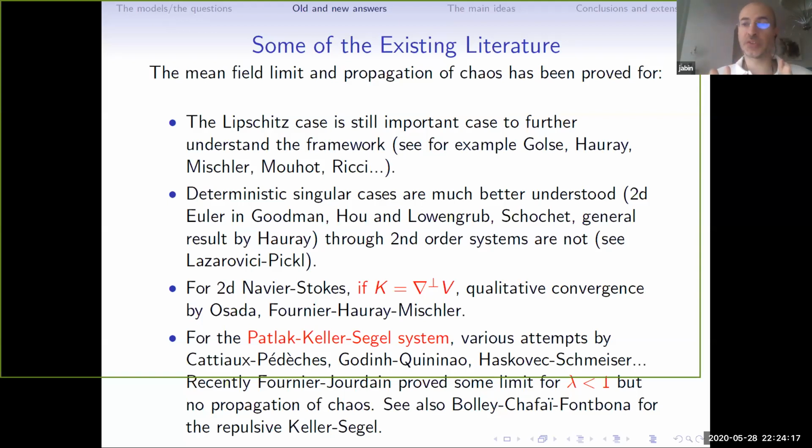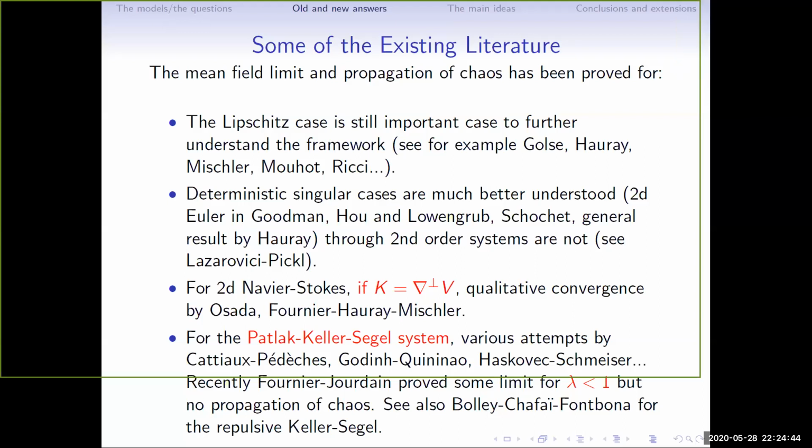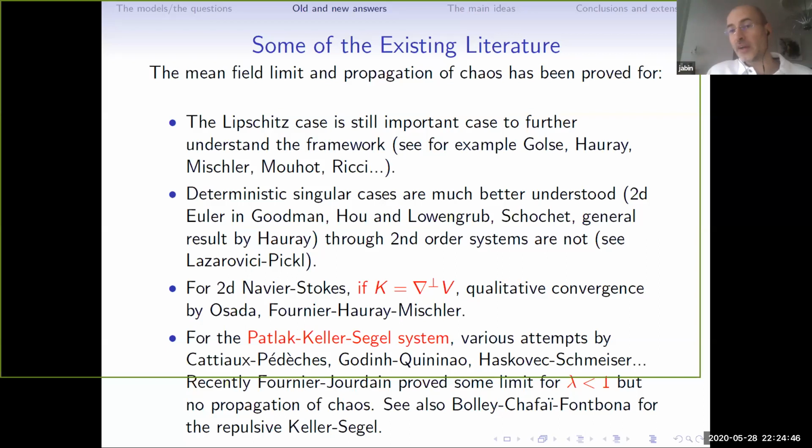Concerning the Keller-Segel system, there are already some results. And again, the best one is probably this paper by Fournier and Jourdain. You have some limit, again, in the case where the system is strongly diffusion dominated, so lambda is strictly less than sigma. But it's a very weak limit. It's not quantitative, but the notion of solution that you get at the limit is also too weak to even have uniqueness. So you don't have even propagation of chaos within that system.